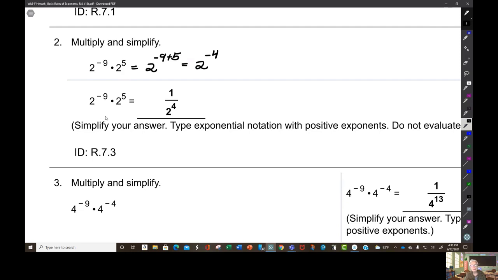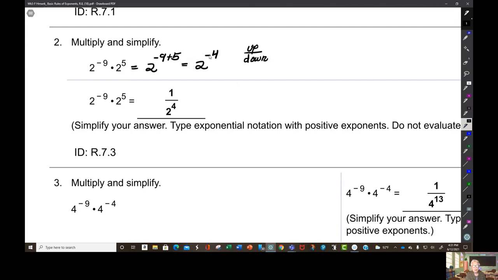So here's something else to remember. When the exponent is negative, that's an indicator that the base is in the wrong location. What do you mean, location? Here's what I mean. There are two possible places for any number to be. The number can be up in the numerator or down in the denominator.